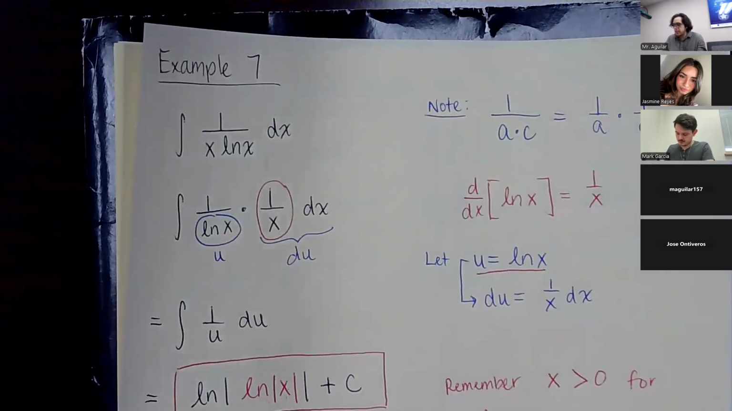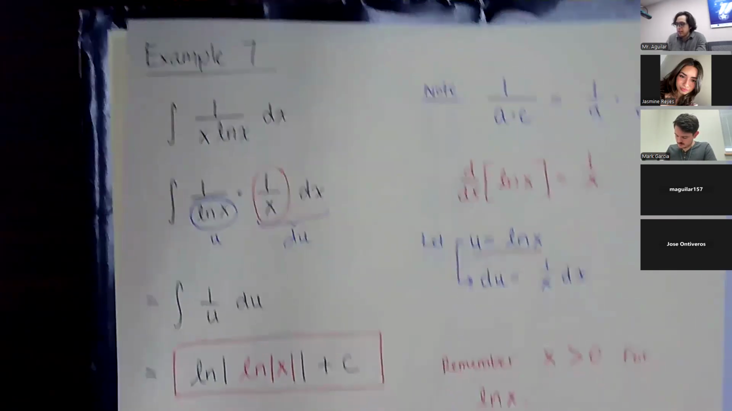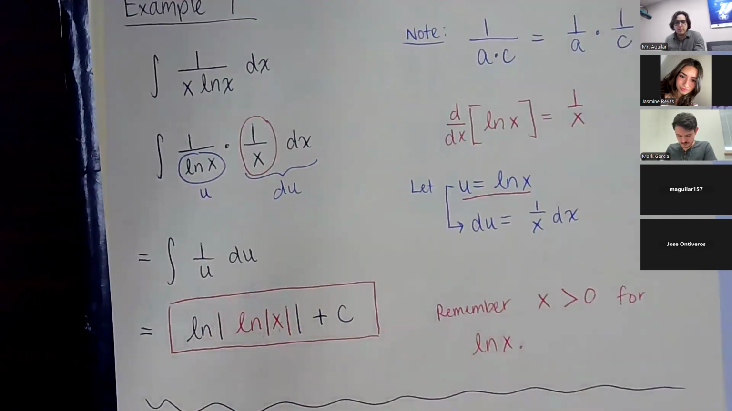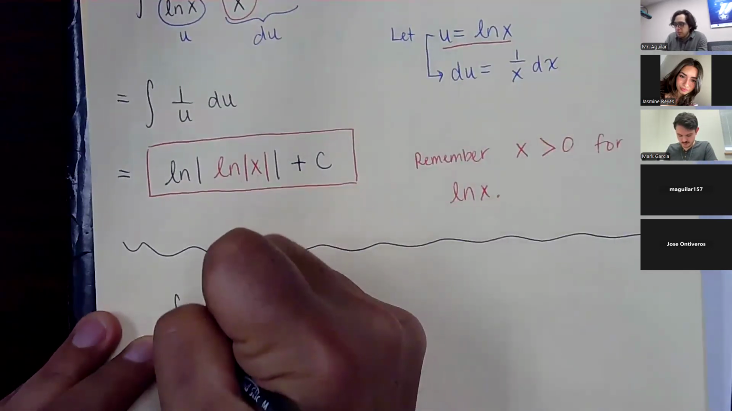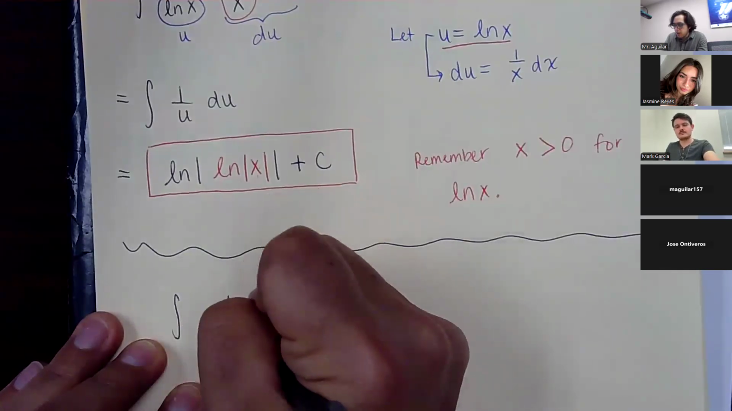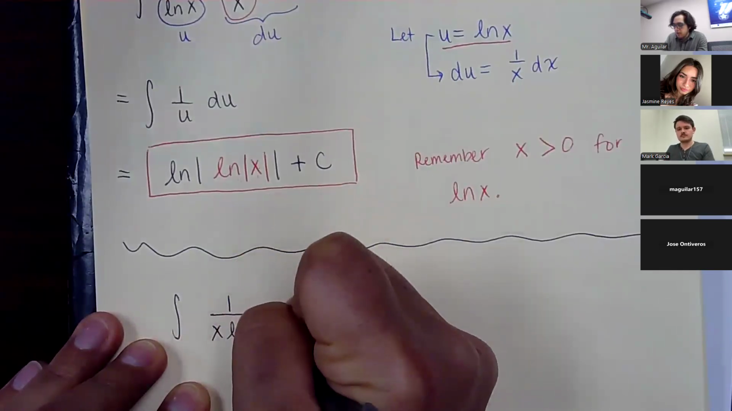Yeah, we have a little bit of a misunderstanding of that power property. So let me go ahead and take a little time to clarify that, right? The original problem was 1 over x natural log of x.